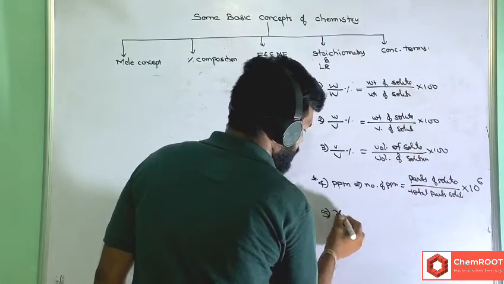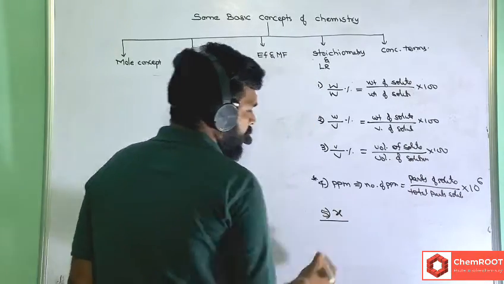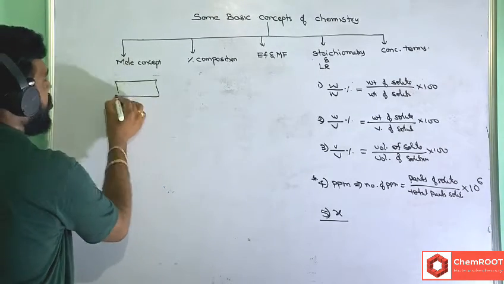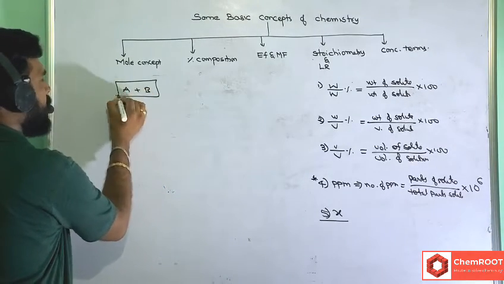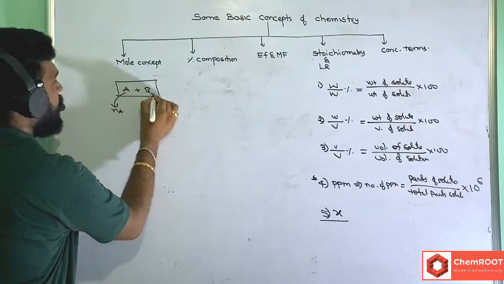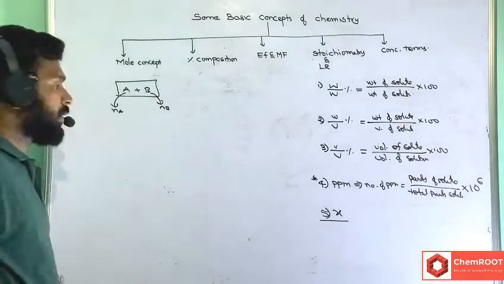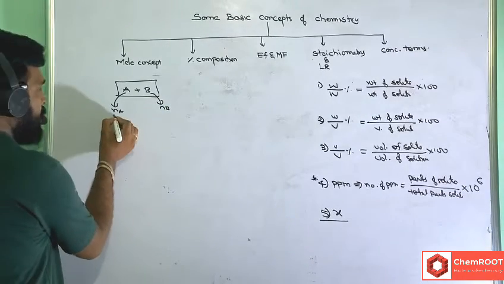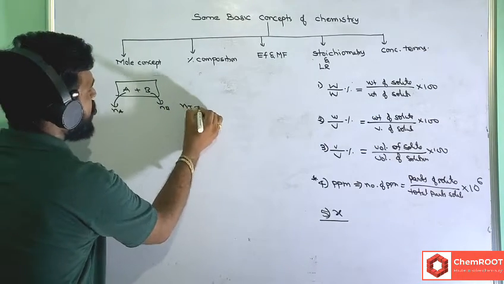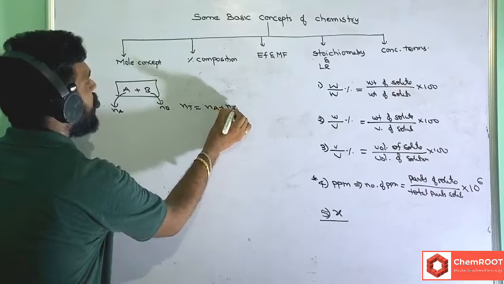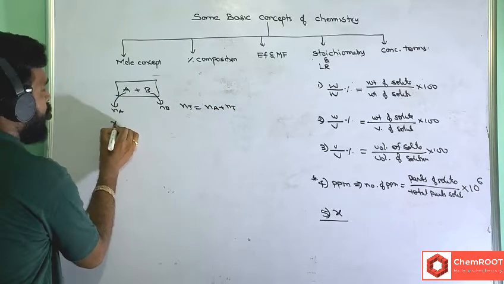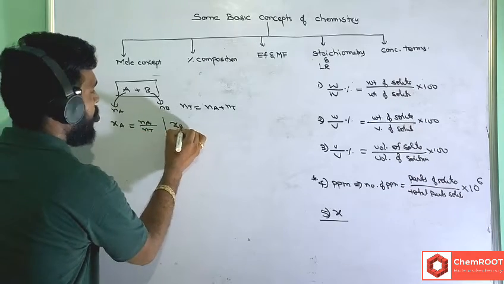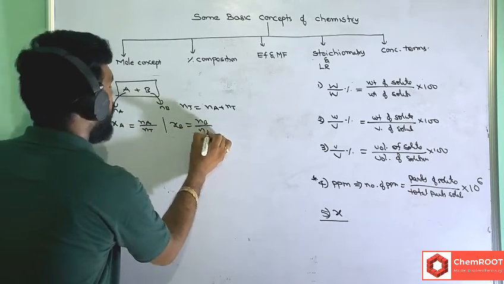Mole fraction. So how can we find mole fraction? If you are taking substances A and B, two substances are there. Na moles of A and Nb moles of B will be present. Then the total number of moles is Na plus Nb. So mole fraction of A means number of moles of A by N total. Mole fraction of B means number of moles of B by N total.